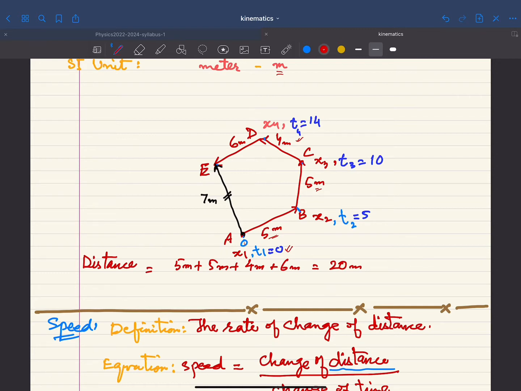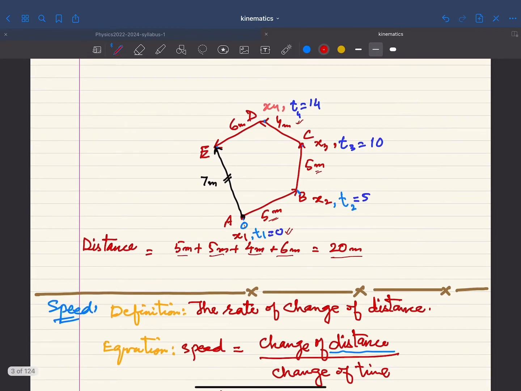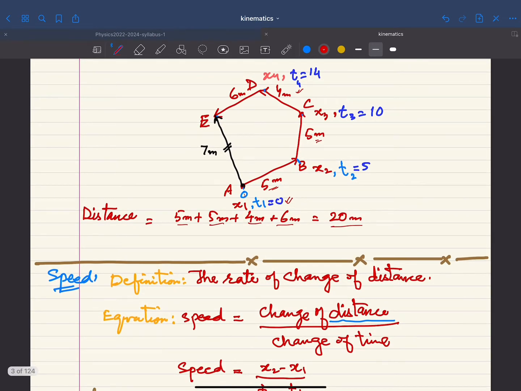So simply what you can say, the total distance covered, as we have already studied in the scalar and vector concept, is a scalar quantity, and simply we can add all these distances or lengths to get our distance. So 5, 5, 4 and 6. This is the total distance covered, which is 20 meter. I think this is very simple, so I'm not emphasizing this point or giving much time.